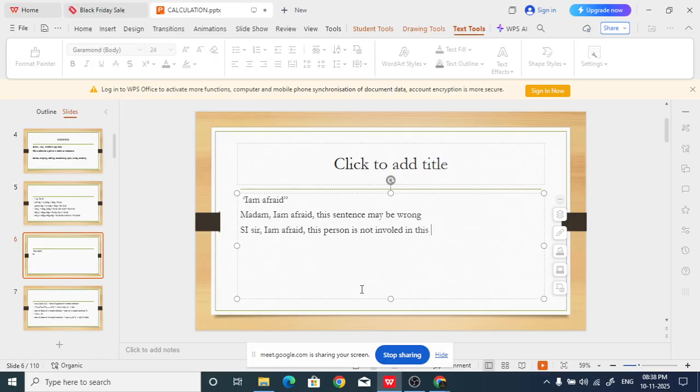In this crime, whatever the crime may be, you are saying involved, not involved. You are saying this person is not involved in the crime, but you are using "I am afraid" so that that fellow will listen to you. You are polite in talking to him.